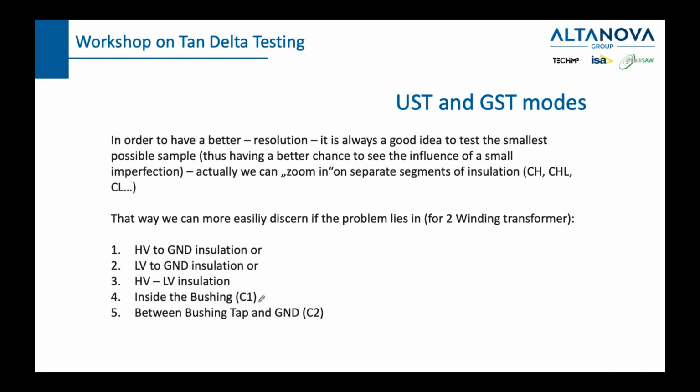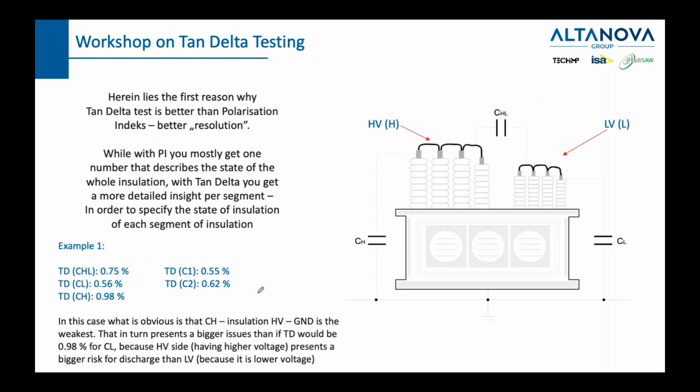So we have, for a two winding transformer, the insulation between high voltage and ground, insulation between low voltage and ground, and insulation between high voltage and low voltage. We also have insulation inside the bushing, C1 and also C2.